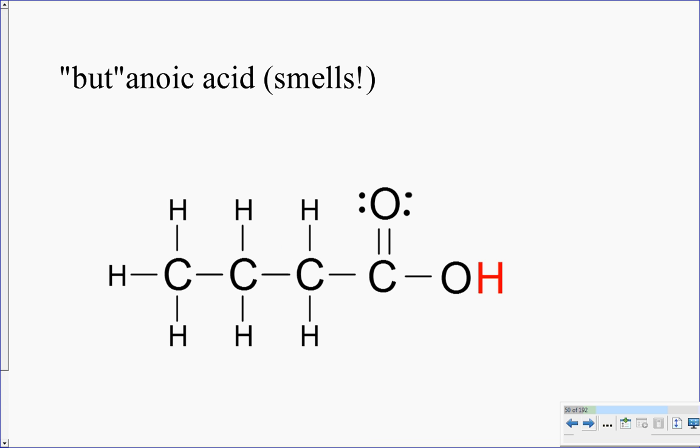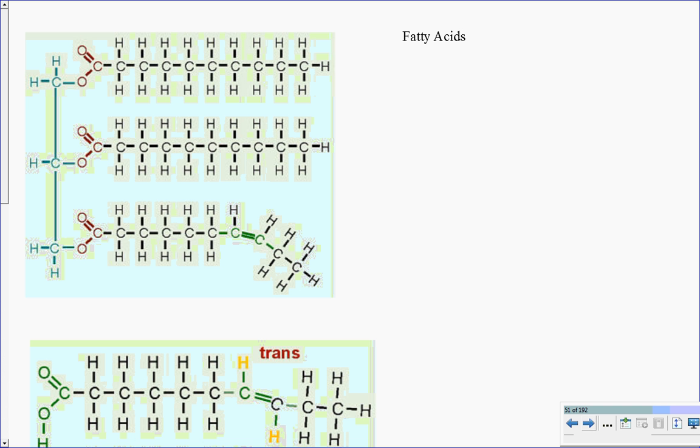An example of an organic acid is butanoic acid, which smells really bad, so you're lucky you can't smell over YouTube. Fatty acids are a really common thing that you've heard of. You also hear them called triglycerides. As you can see, there's kind of 3 stems to these.